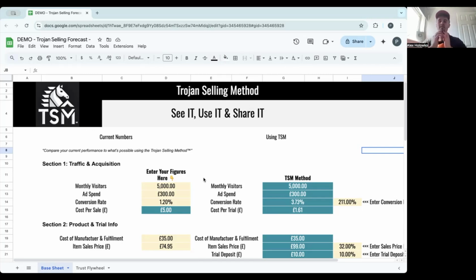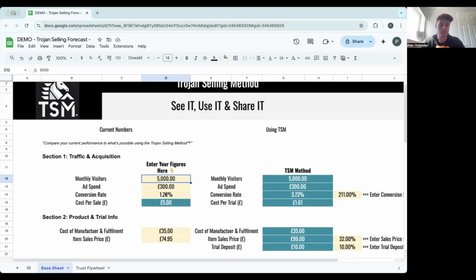So, let me just show you guys, right? On the left-hand side here, you can see monthly visitors 5,000, ad spend 300. Now, if we did that, we would have a conversion rate for the amount of sales we have of 1.2%. Let's just assume our conversion rate is at 1.2%, right? That gives us a cost per sale of £5.